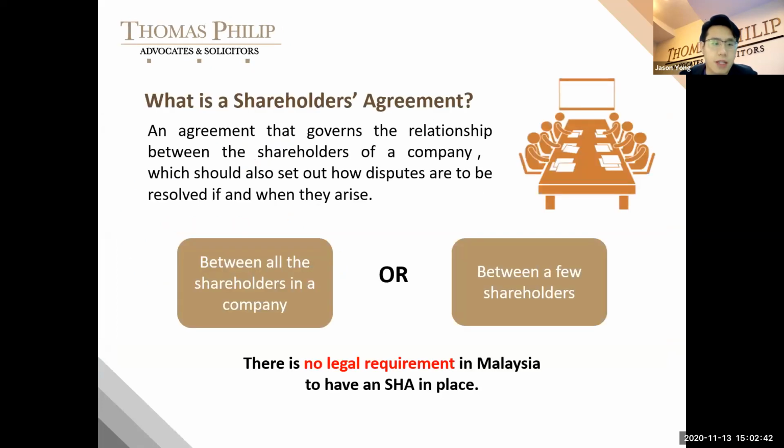Now, first one, what is a shareholders agreement? As we've covered before, a shareholders agreement is an agreement. It's a contract. It's governed by the Contracts Act, and it governs the relationship between shareholders of a company. And it should also set out how disputes are to be resolved if and when they arise.